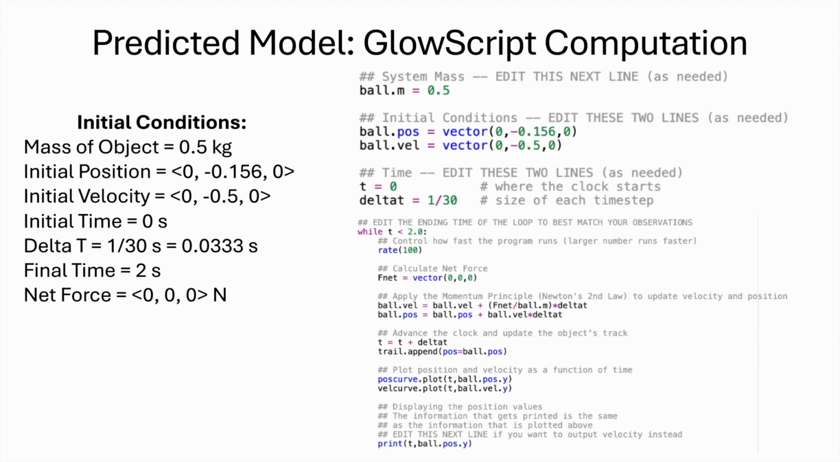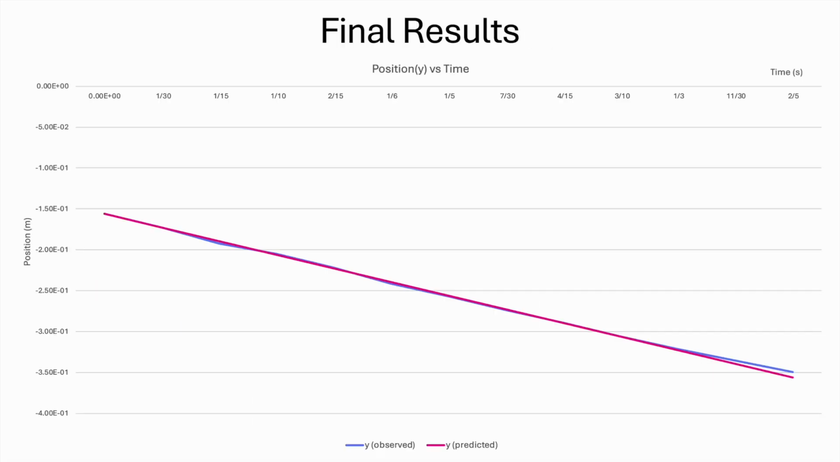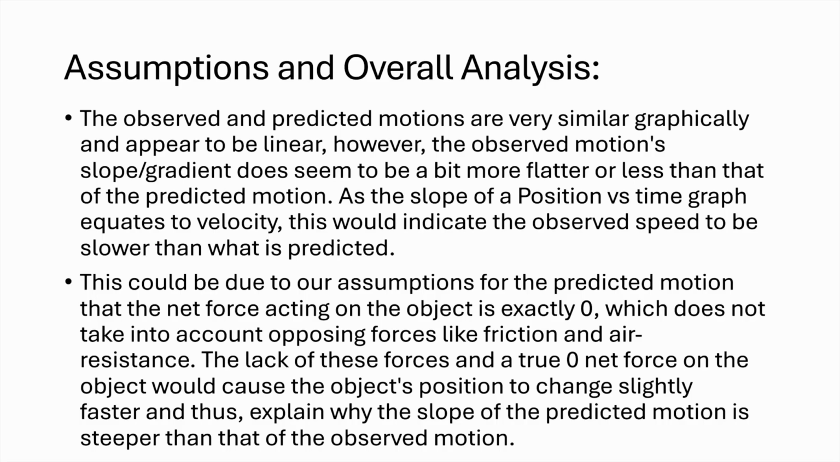In each iteration, we use the velocity and position update formulas that we derived and rewrote from Newton's second law of motion. This is the result of running the code, and these are the final graphical results of both the observed and predicted motions. The assumptions and overall analysis.